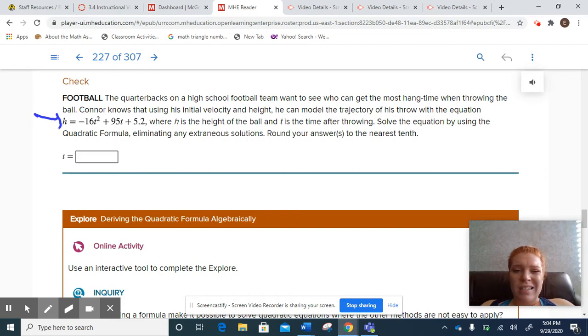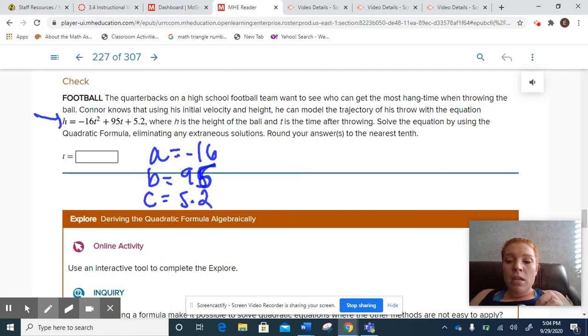Extraneous basically means it doesn't work for the original problem. So that's where you get like negative age, negative height, negative time, that sort of thing. Things that don't necessarily make sense. Round your answers to the nearest tenth, so that's one decimal place. So let's go ahead and figure this one out. Right off the bat, it's already in the standard form that I want. A is negative 16. B is 9.5. And C is 5.2.